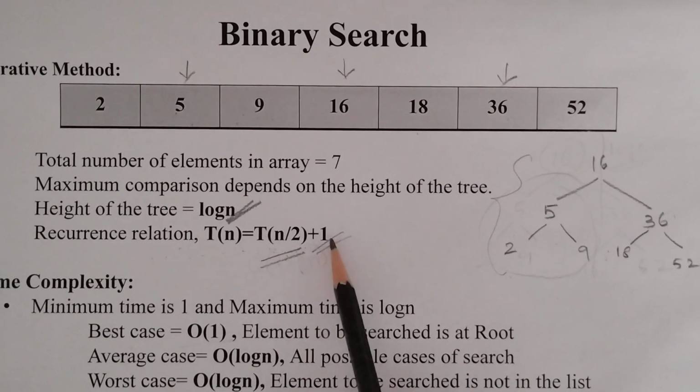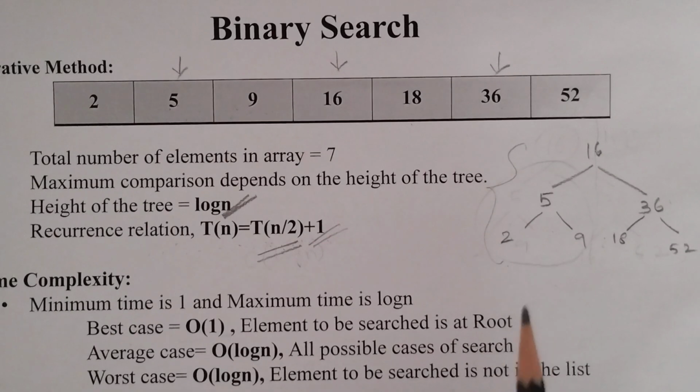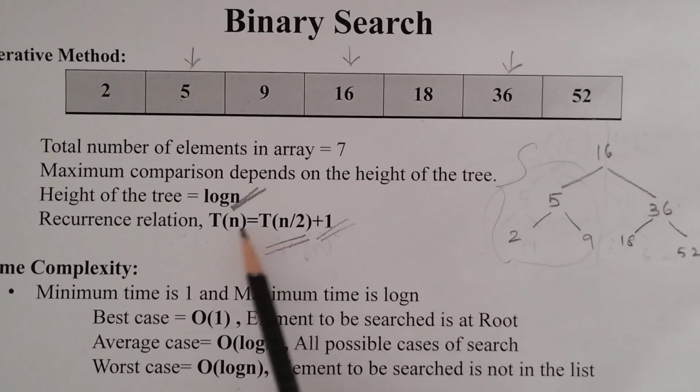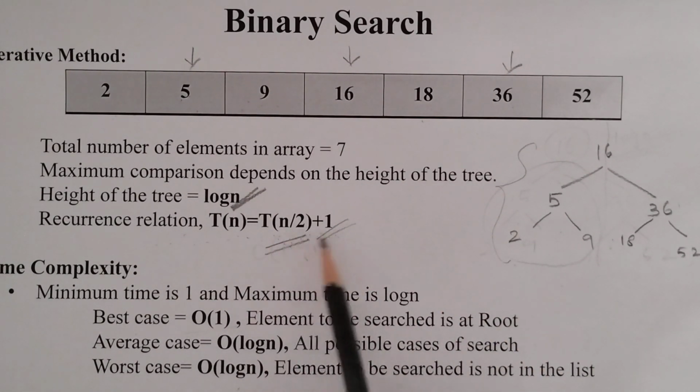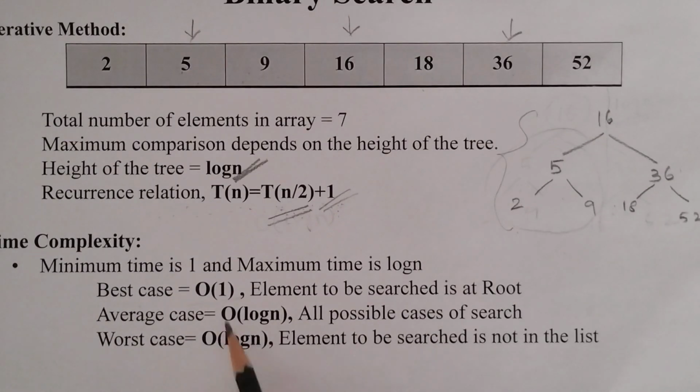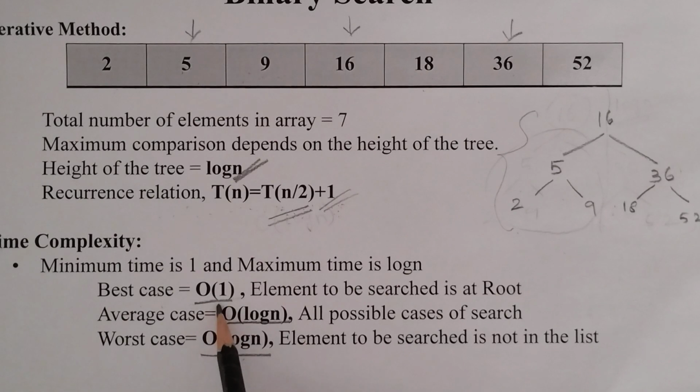Based on this recurrence relation, we'll be finding the time complexity of binary search. This recurrence relation is in the format of the Master's theorem. If you don't know about the Master's theorem, I have discussed it in the previous video. Go and check it so that you will understand how to find the time complexity by applying the Master's theorem. If you apply it, you will get big O of log n as the time complexity for the average case and worst case, whereas the best case time complexity is big O of 1.